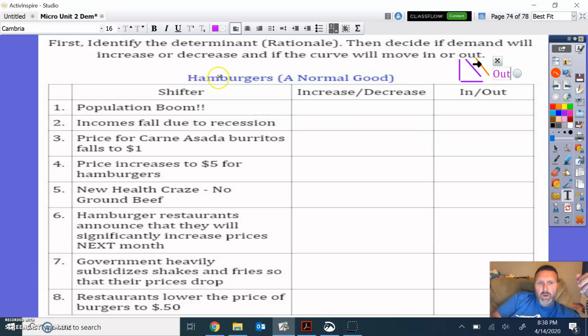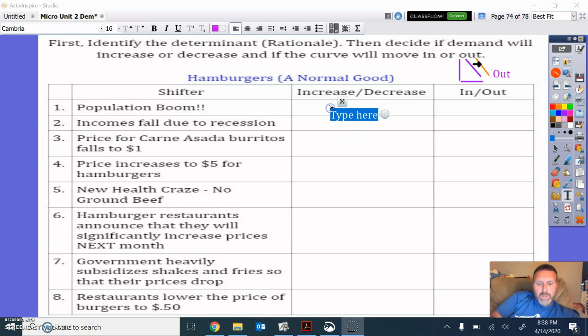Okay, so the good here is hamburgers, which we said is a normal good, meaning that if people's incomes go up, they buy more of it. If people's incomes go down, they buy less of it. Okay? So using that rationale, here are the events that occur over here on the left-hand side. Tell me what's going on. I'll fill in the chart here in 3, 2, 1, stop.